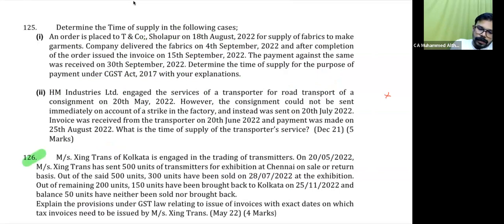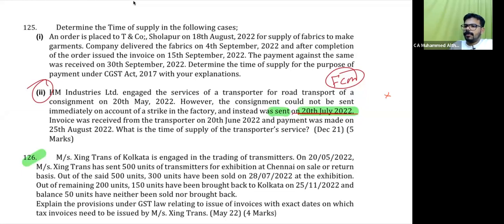Now do it. If it is FCM, first of all, you have to find out the last date. How do you find out the last date? It's very simple. You just add 30 days to the date of provision of services. It is GTA, so the date of service means the day of transporting. It was sent on 20th July 2022. That is the provision of service.